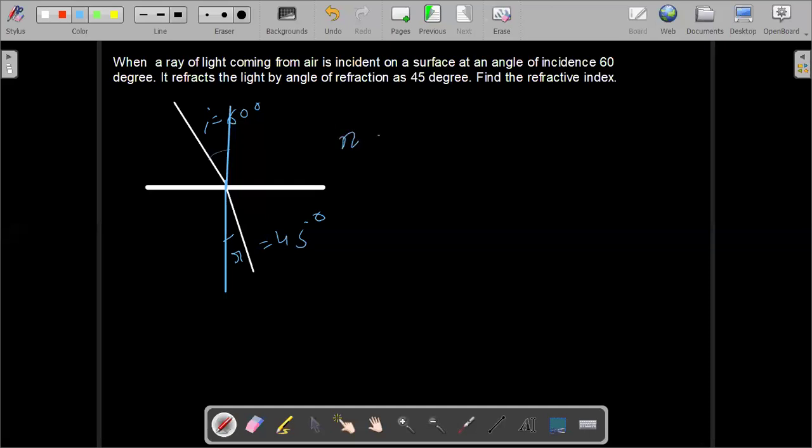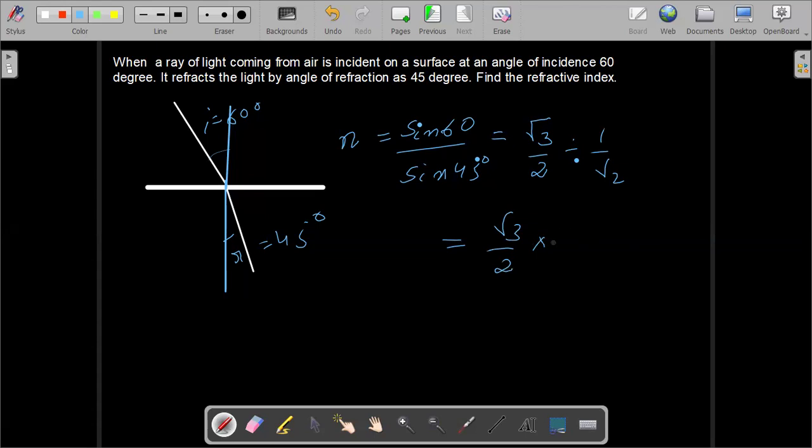So the refractive index will be given as sin 60 over sin 45. Sin 60 is root 3 by 2, divided by sin 45, which is 1 over root 2. So you can get root 3 over 2 multiplied by root 2 over 1. So you get root 3 by root 2.